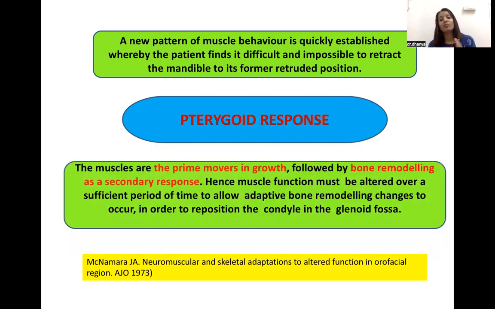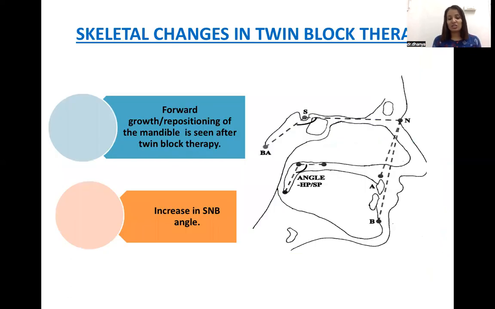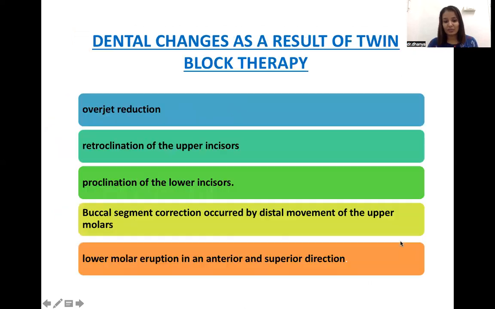The muscles are the prime movers in the growth, followed by bone remodeling as a secondary response. So hence the muscle function must be altered over a sufficient period of time to allow adaptive bone remodeling to occur, and in order to reposition the condyle in the glenoid fossa. So this is what is happening behind the twin block therapy. Skeletal changes in twin block therapy are forward growth positioning or repositioning of the mandible, which is seen after the twin block therapy, as well as increase in SNB. As you can see here, S, N, and B. This angulation is also increased.